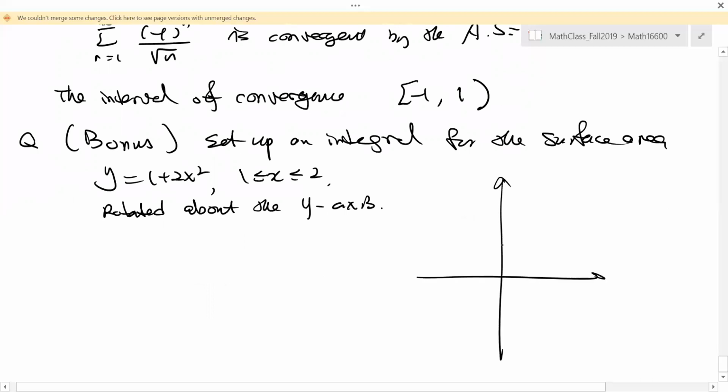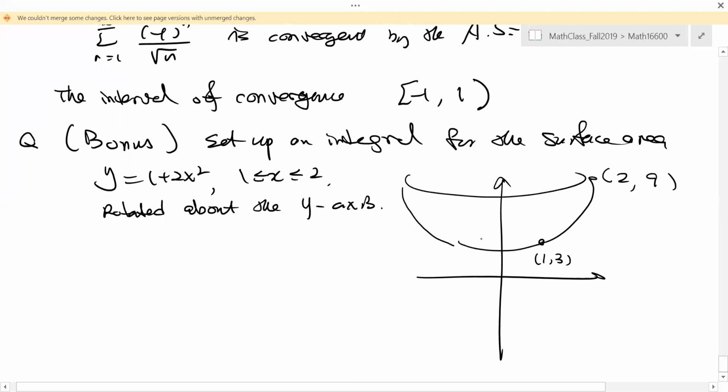So y equals 1 plus 2x squared is a parabola. When x equals 1, y is 3, and when x equals 2, y is actually 9, right? So this is the graph, rotated about the y-axis. So what is the formula for the surface area?